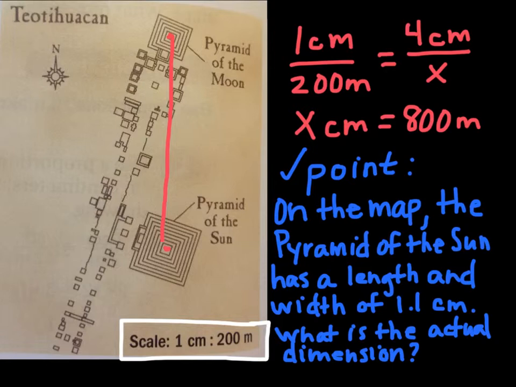Using this map, complete this checkpoint problem. On the map, the pyramid of the sun has a length and a width of 1.1 centimeters. What is the actual dimension of the pyramid of the sun? Press pause while you work, and next we'll find the scale of a drawing from known measurements.